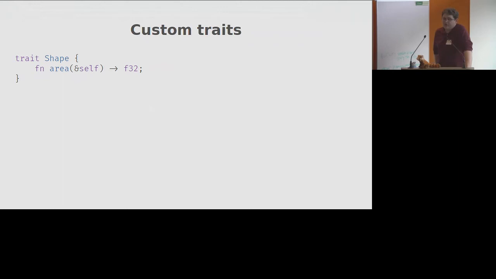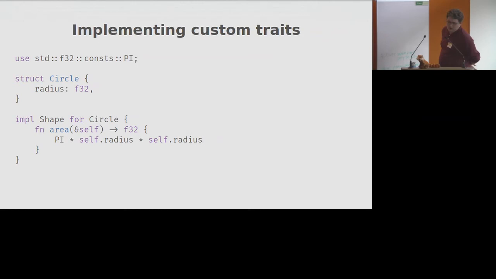There's a trait called Shape. We define a shape as something that has an area, and that just returns a floating point number. We can implement traits the same way. We can make a circle struct that has a radius, and then we can teach the circles how to find their area.